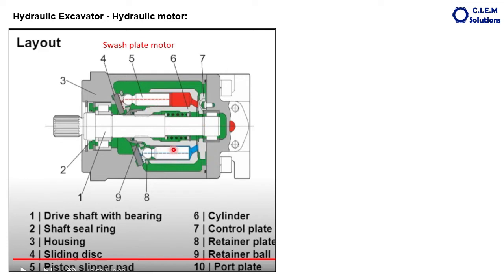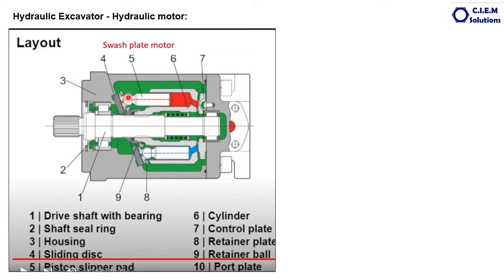So pistons are inserted here. Once the pressurized oil enters here through this blue spot, the piston starts moving outwards and it slides over here because of the gap available here. When it slides over here, that force causes the housing to rotate axially. So it moves, the next piston comes, the next piston comes, like that.